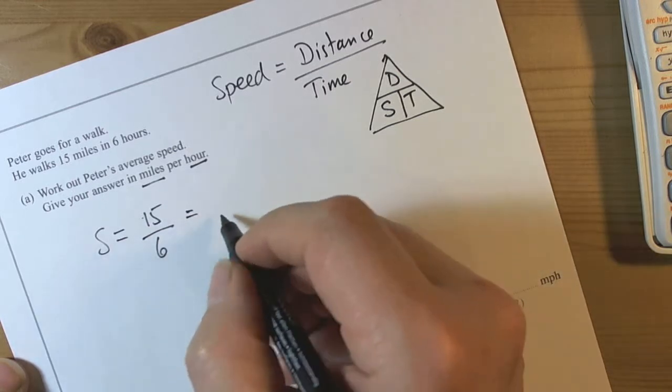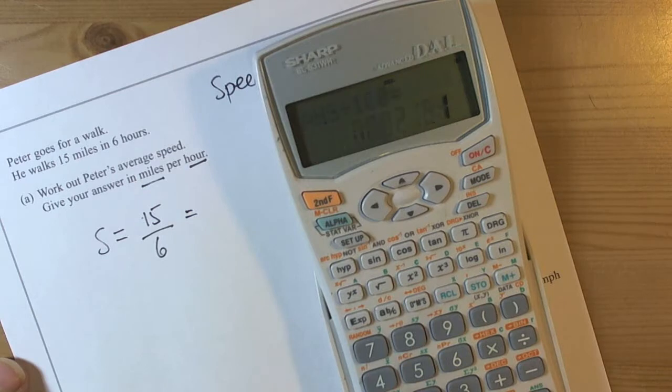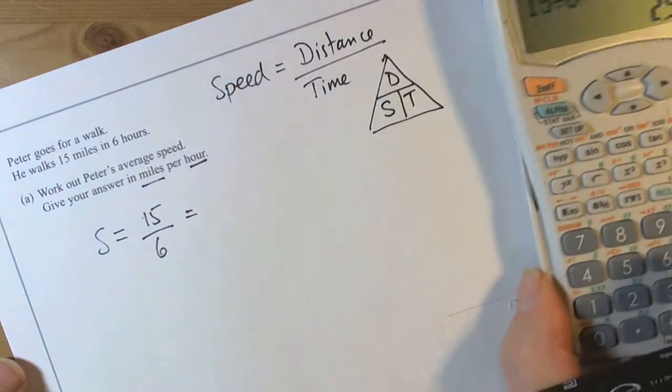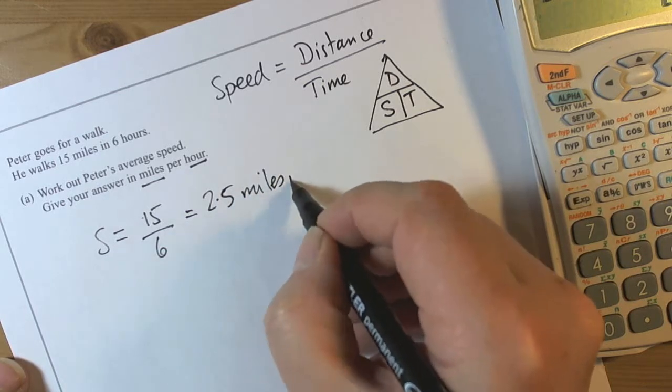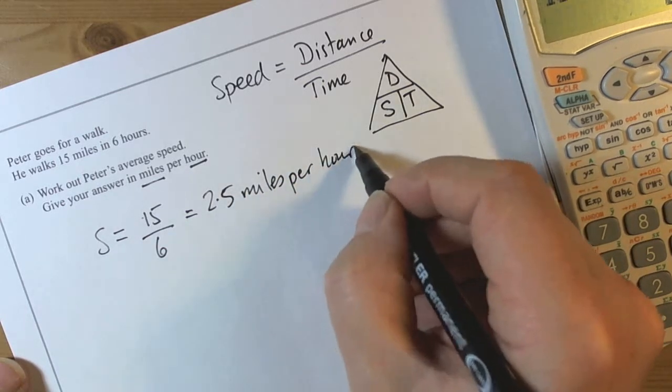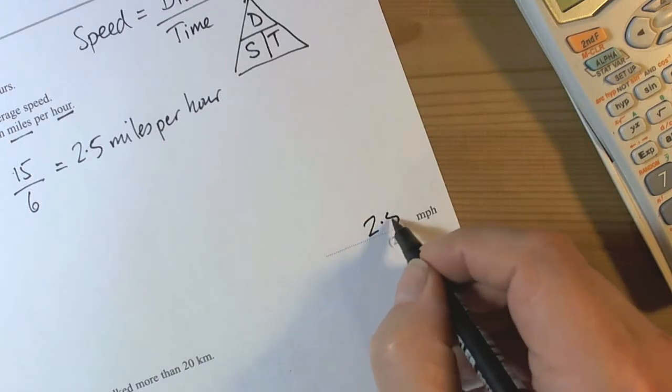So 15 divided by 6, so 2.5. So it's 2.5 miles per hour.